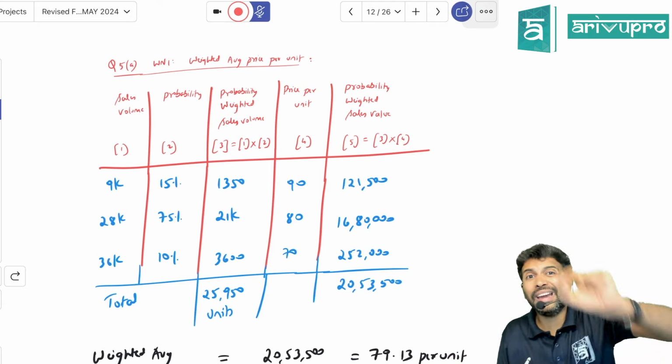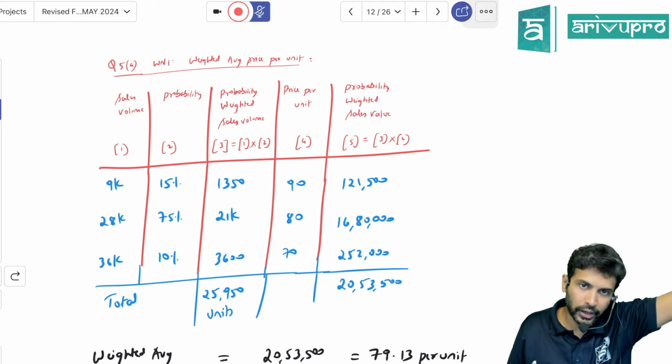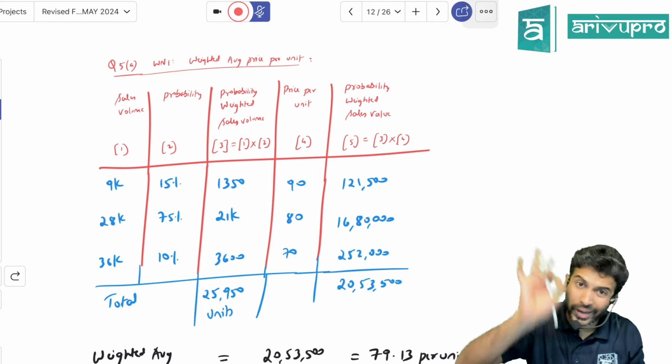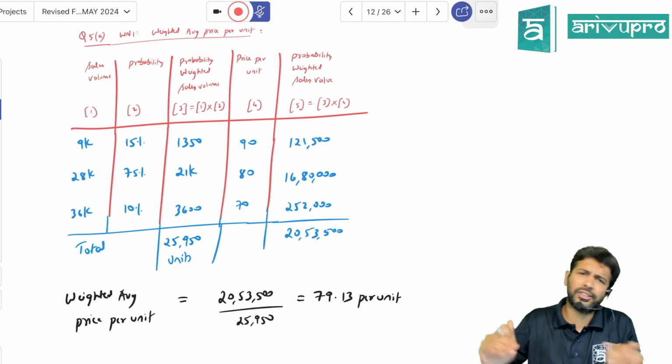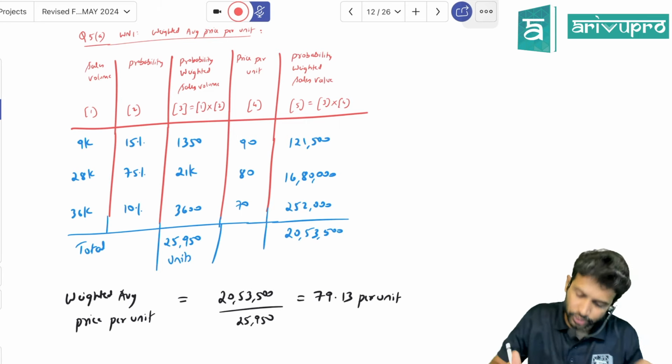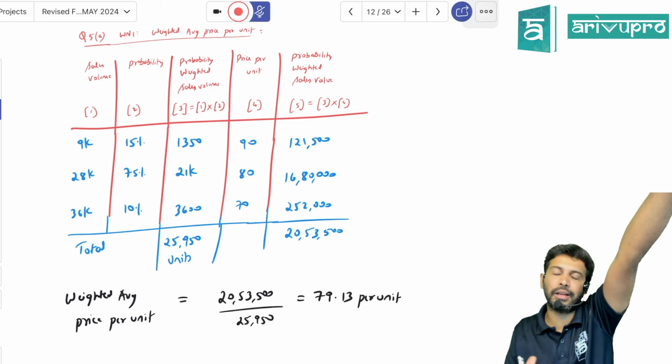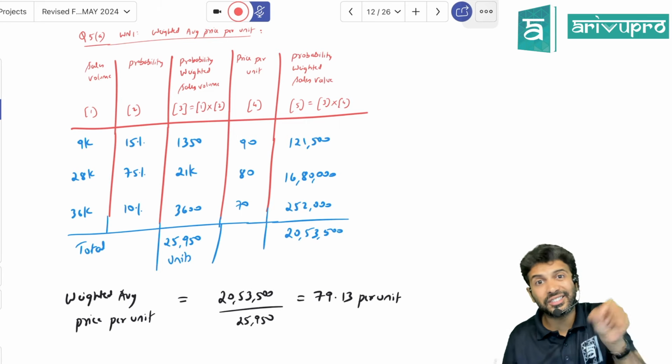We need to find out the weighted average selling price per unit, and the revenue will be accounted using the weighted average selling price per unit. That's it. So how do you get the weighted average price? Sale value divided by number of units. So we have to take probability weighted sale value divided by probability weighted sale volume.